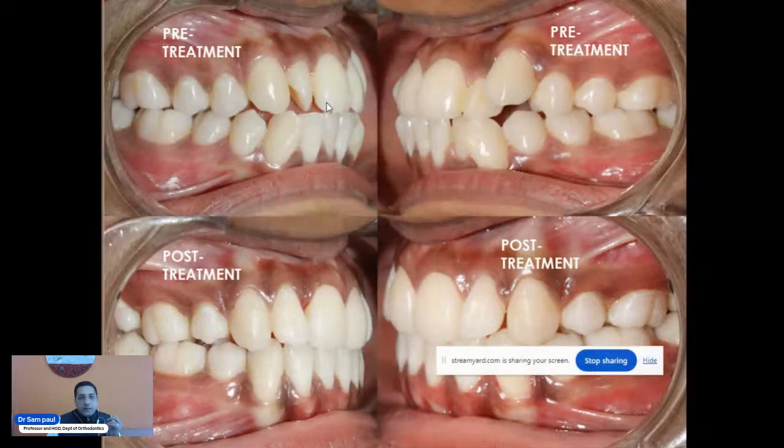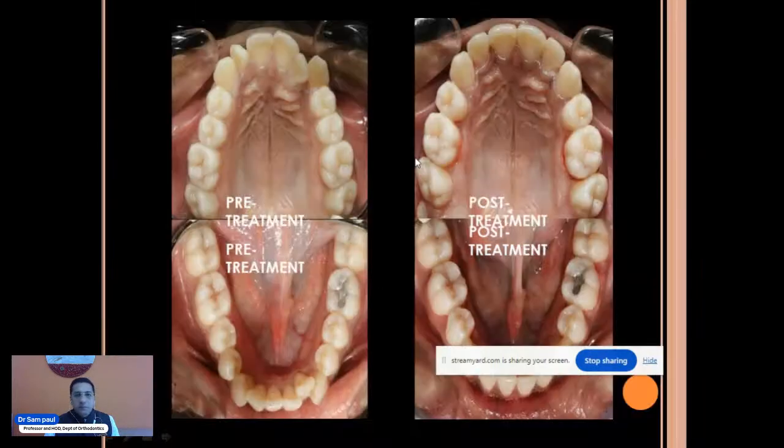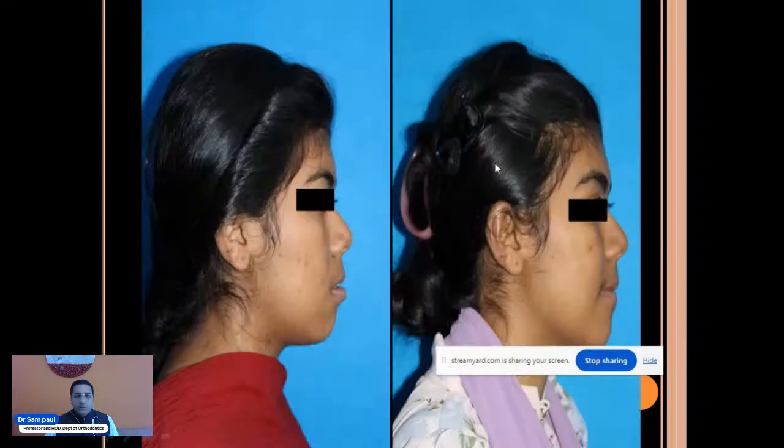This is a pre-treatment intraoral view, and we had to go for extractions. All the first premolars have been extracted, both the upper and lower first premolars, and we used that space to correct this canine to get into the alignment and decrease the crowding. This is an occlusal view. Here you can appreciate the good alignment. And this is the extraoral view.